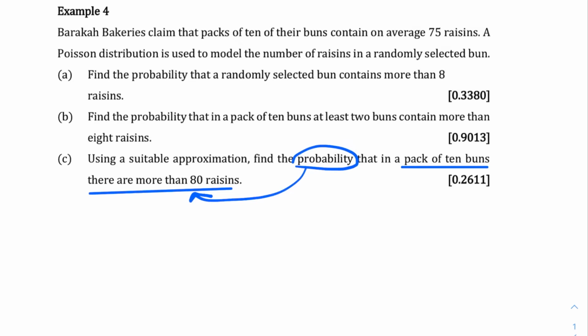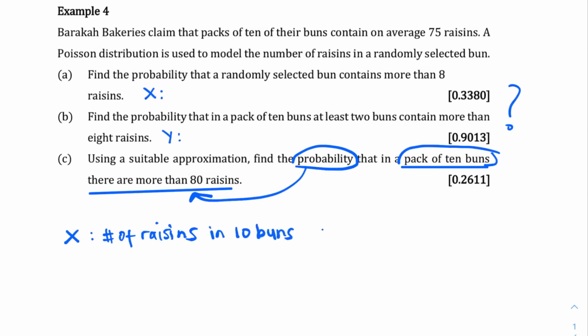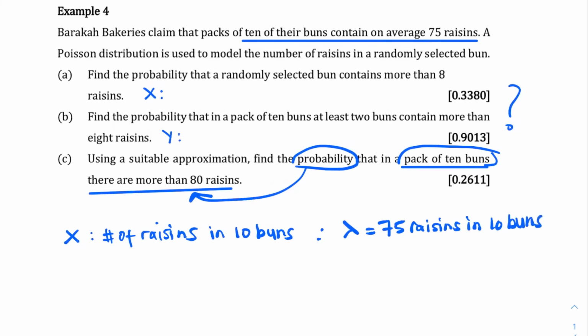They're asking for a probability of more than 80 raisins. So are you going to use the distribution for X or your Y? Because they're asking about raisins, it is the X distribution, where this is your number of raisins just now. But now they're asking for a pack of 10 buns. So in 10 buns, your lambda, you know already from your question just now, is 75 raisins in 10 buns.